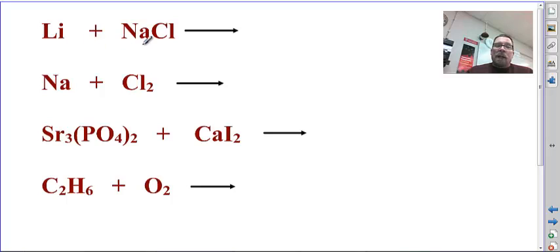So here I'm going to look at a couple of reactions. I've got four separate ones here. This one, I have an element in a compound. That tells me that this is a single replacement reaction. Okay, and I'll just write SR, because that's how I identify it.